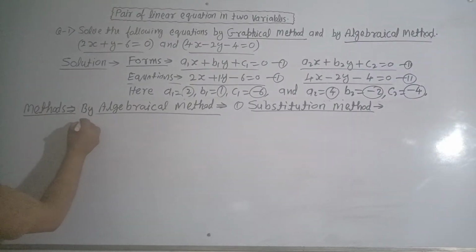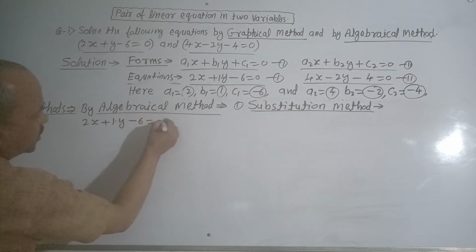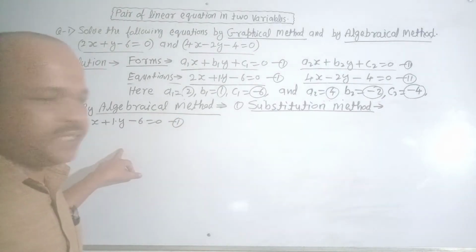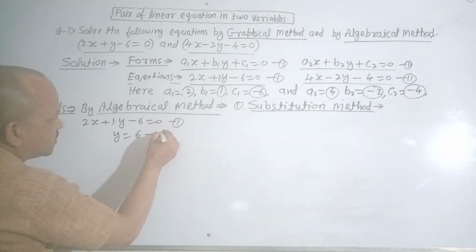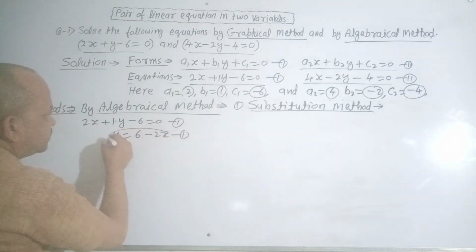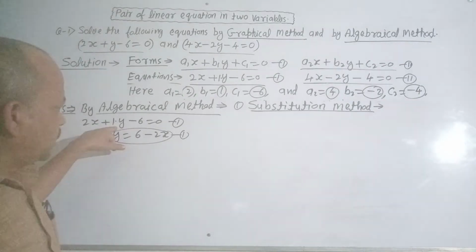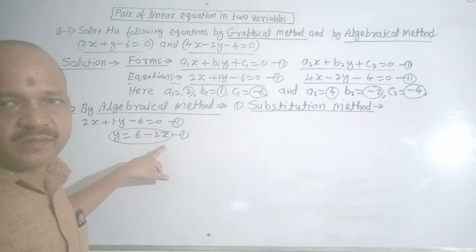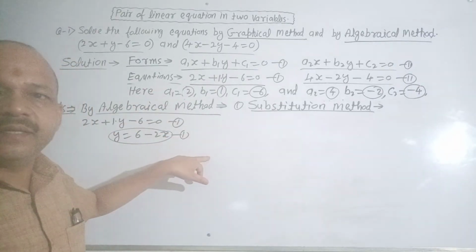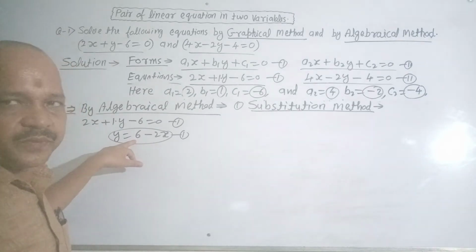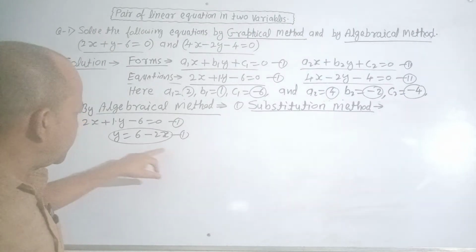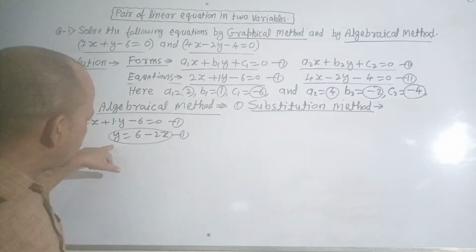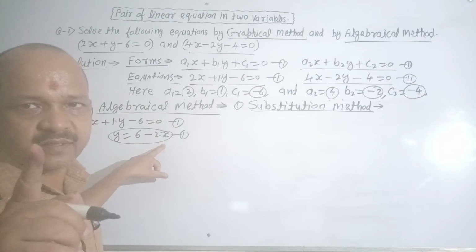Here 2x plus 1y minus 6 equal to 0. You can write it as y equal to 6 minus 2x. Here y equal to 6 minus 2x. You write minus 6 on the right side of the equal sign, it becomes plus 6. Here 2x written on the right side becomes minus 2x. It means you find y equal to 6 minus 2x.